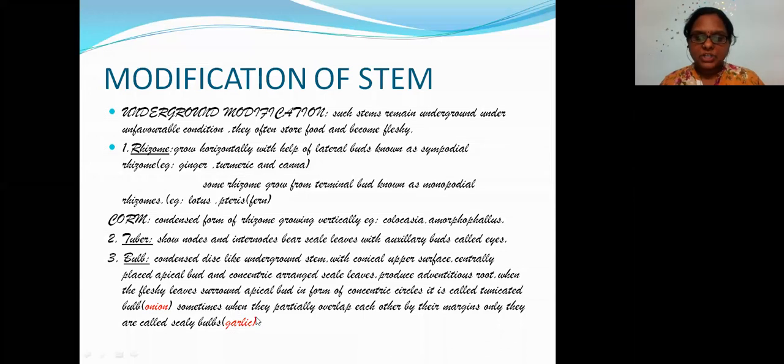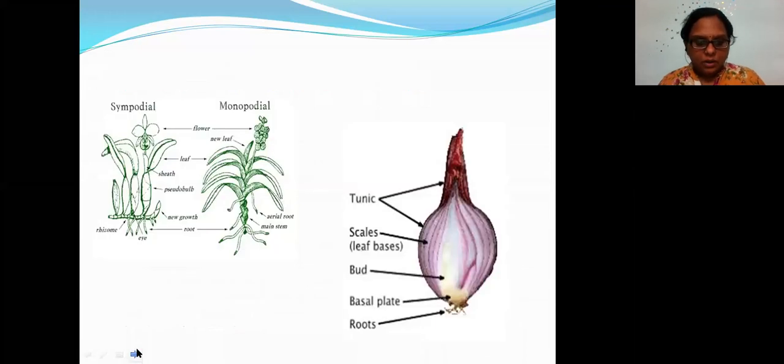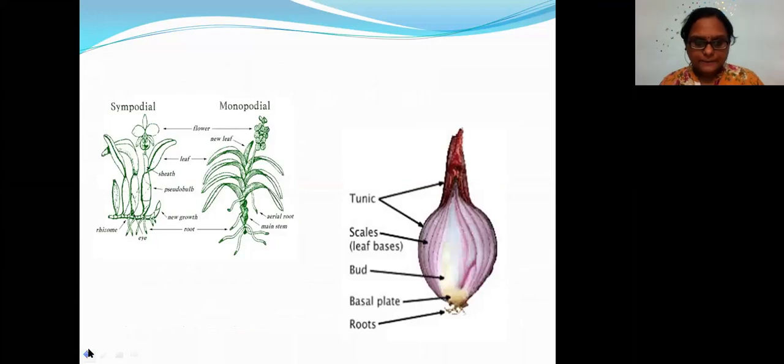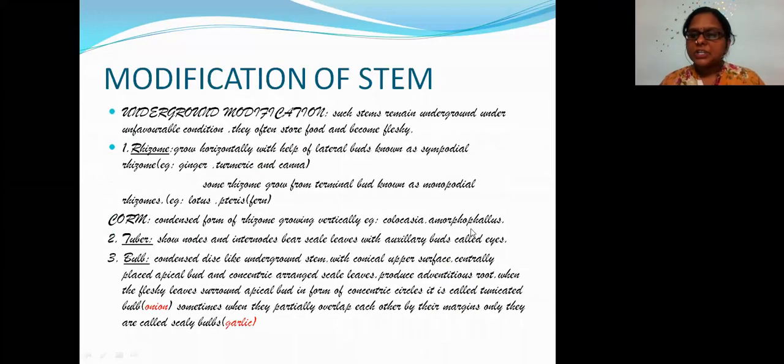You have colocasia and amorphophallus. Colocasia is the frequent example they ask for. Okay. Colocasia and amorphophallus. Okay. So these are the condensed form of the rhizome, which are actually growing vertically. Okay. Next one is tuber.